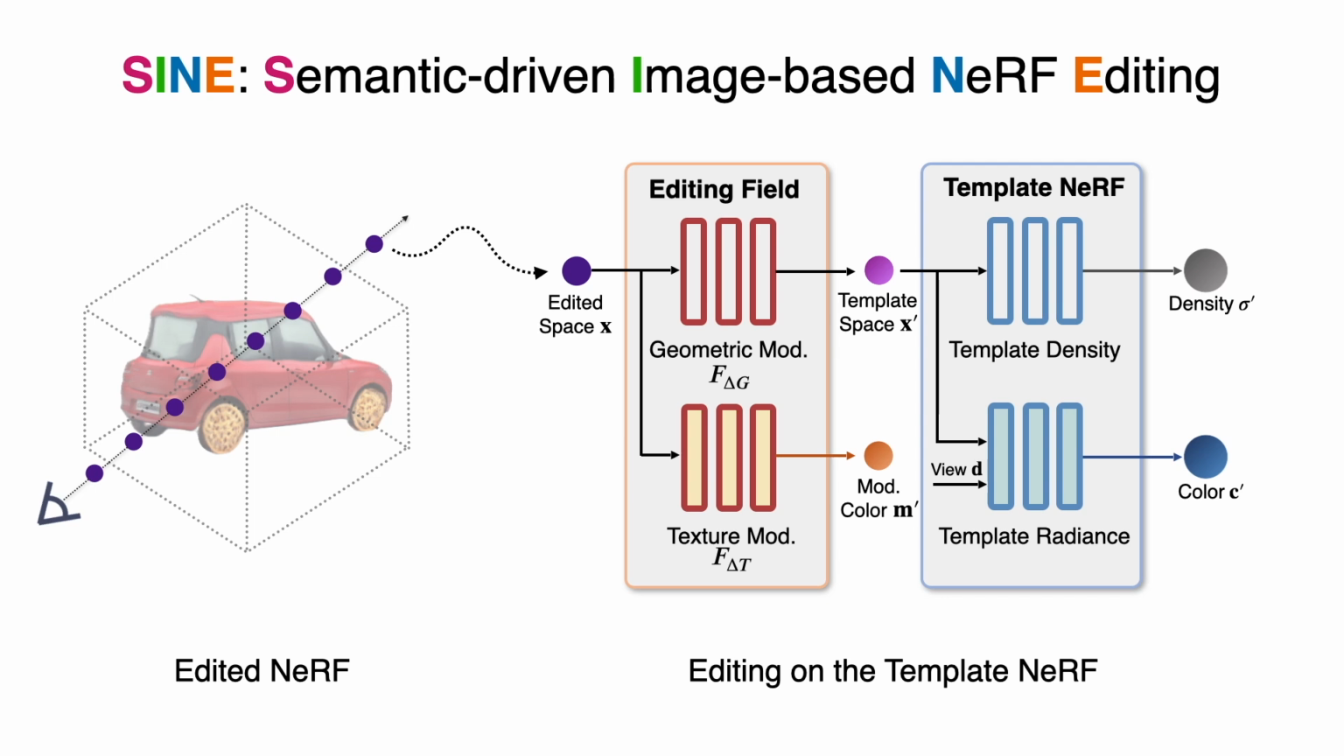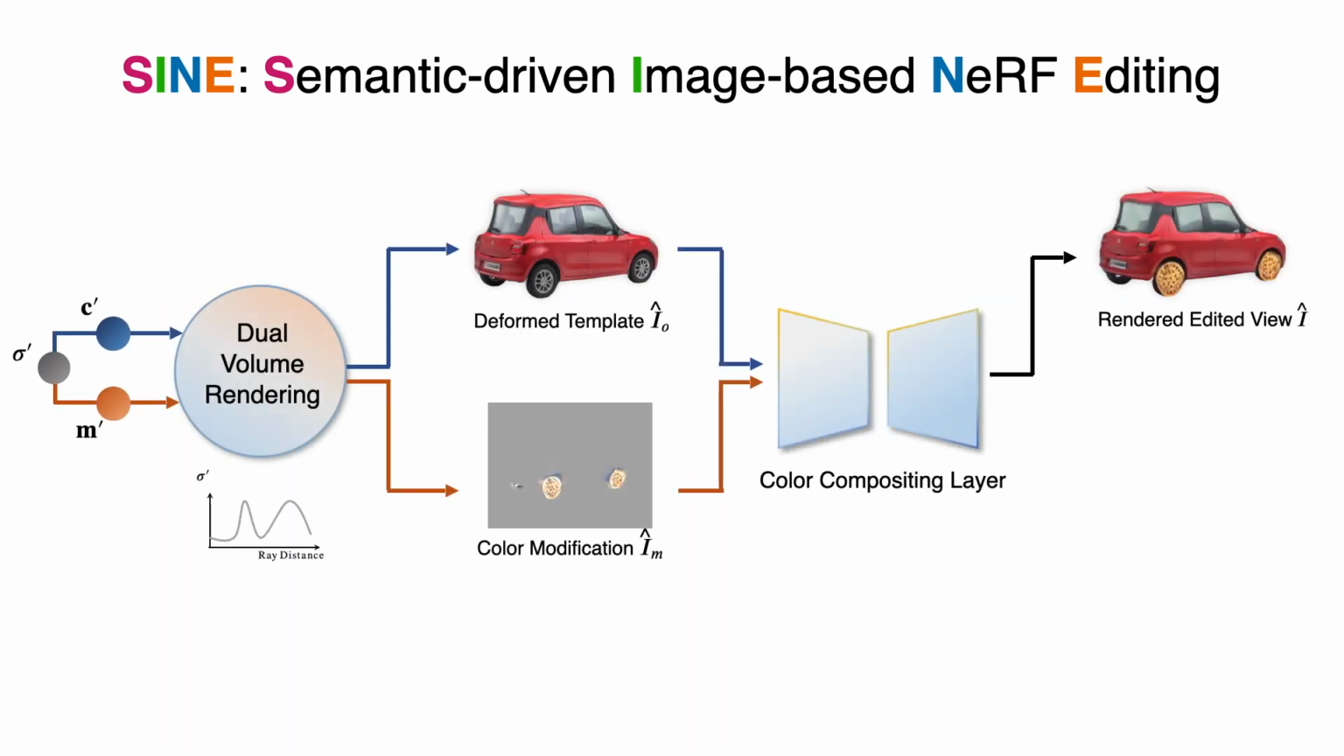The texture modification field outputs a color modification value ranging from -1 to 1. The color output of our editing field will be accumulated independently along the ray in our dual-volume rendering. This way, we obtain the deformed template and color modification image. Finally, we apply the color compositing layer, a U-net, to blend two rendered images into the final edited views.